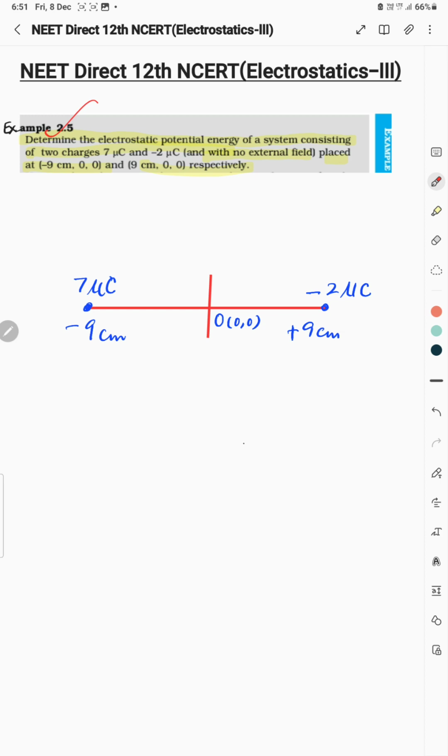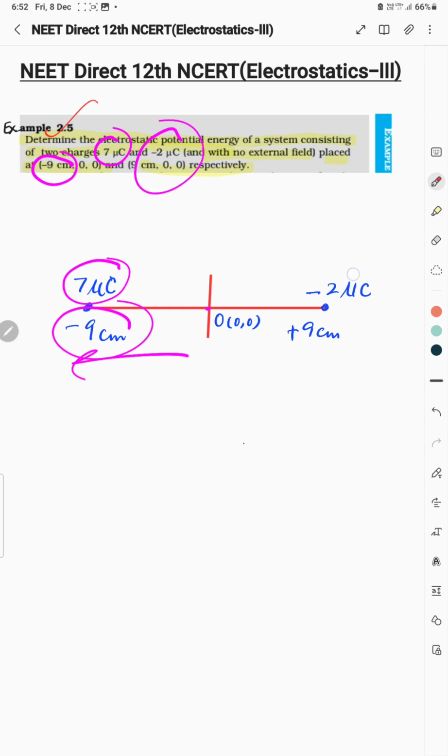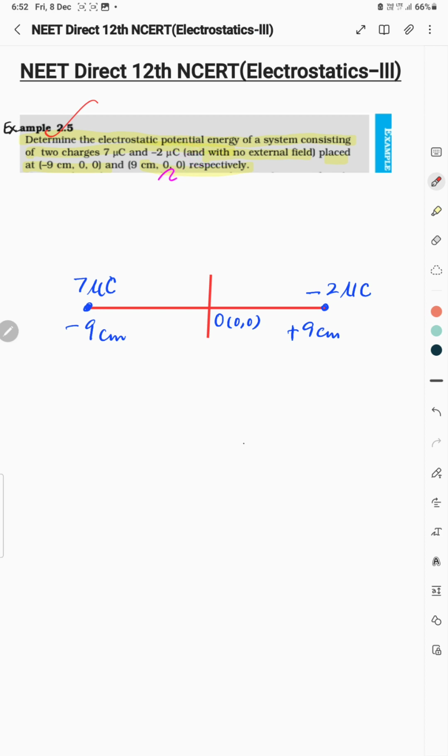To understand this problem, let us make a rough diagram. This is the charge 7 microcoulomb, as mentioned here, placed at negative 9 centimeter. Negative means on this side of the origin, at a distance of 9 centimeter. The second is minus 2 microcoulomb, which I showed, at a distance, as you can see mentioned here, of positive 9 centimeter. So that is positive, on the right side of the origin. In short, the total distance here becomes 18 centimeter, as you can see, 9 plus 9, 18. This is the separation between these two charges. You have to find the electrostatic potential energy.